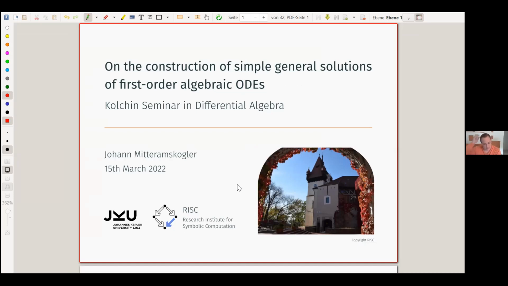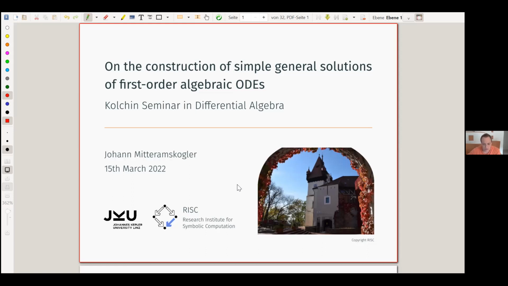And for those that don't know me yet, I am a PhD student at the Johannes Kepler University of Linz in Austria. And I'm studying at the Research Institute for Symbolic Computation under the supervision of Professor Franz Winkler.